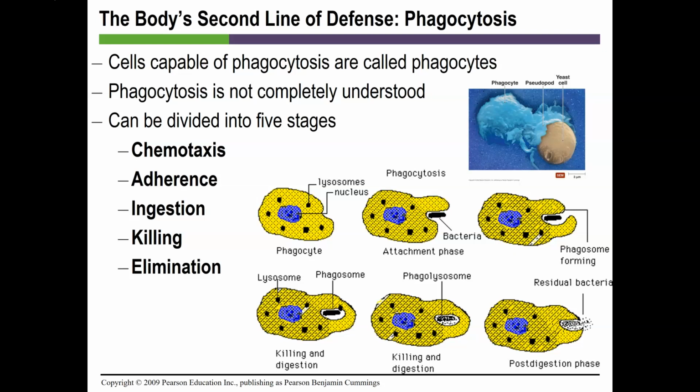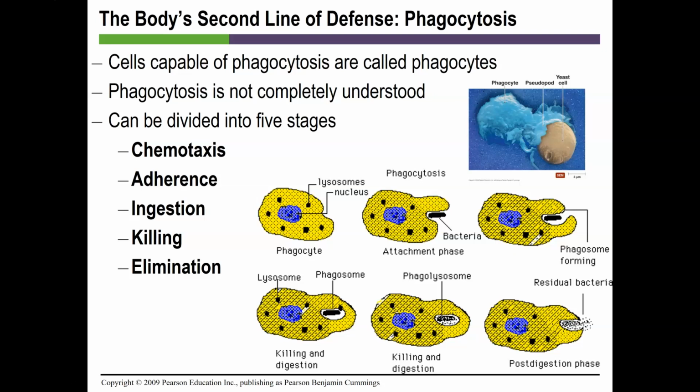Next is the killing. During this step, the lysosomes, which are filled with digestive enzymes, will fuse with the phagosome, forming a structure called the phagolysosome. At the time of fusion, those digestive enzymes are dumped into the phagosome. By doing this, the bacteria or yeast or whatever was ingested is going to be digested and broken apart.